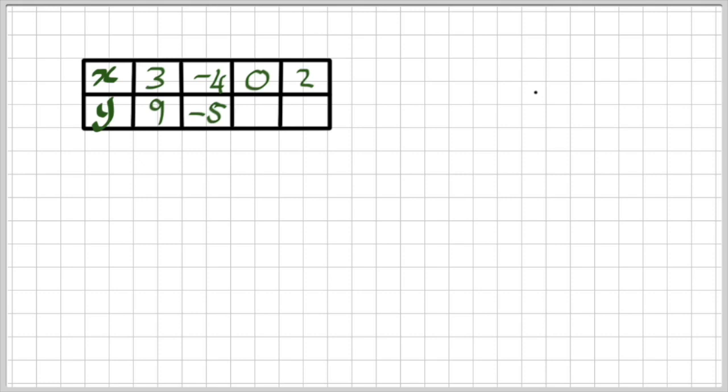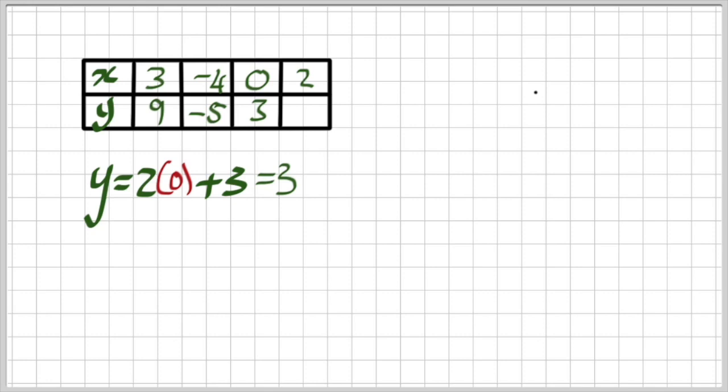Well, I always start by looking at my formula. Remember, I have this formula coming from the previous page: y equals 2x plus 3. So if I substitute the 0 in, 2 times 0 is 0, plus 3 is 3. So I can write it in at that y value.